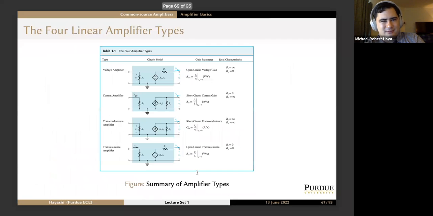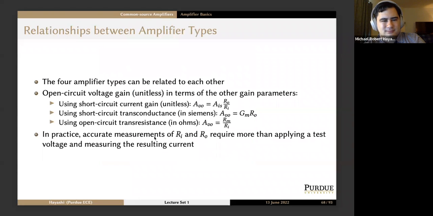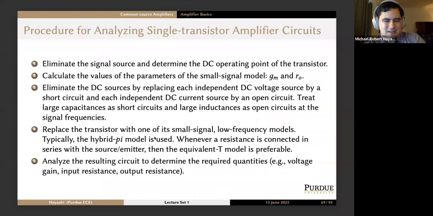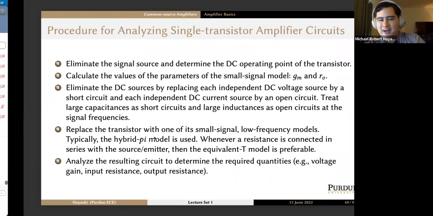And then we covered the 4 linear amplifier types: voltage amplifier, current amplifier, transconductance amplifier, and transresistance amplifier. And we said the FET transconductance is related to this transconductance amplifier. You'll notice that our hybrid pi model looks very similar to this, except Ri in this figure is infinity. And we covered how you can convert between one amplifier type and another. So that's the review. Any questions?